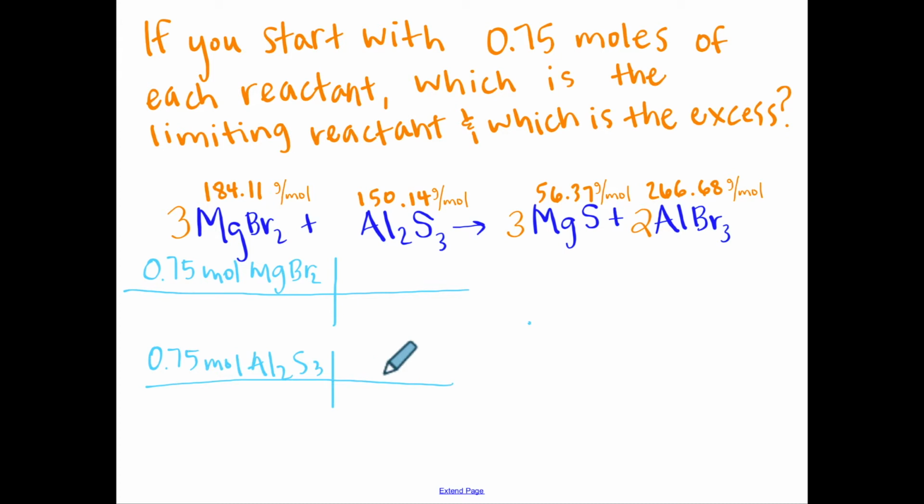All right, and what we want to do is pick a product. I'm just going to pick this first one. We are going to convert each of these givens to moles of this product. So we're already at moles of magnesium bromide. We want to get to moles of magnesium sulfide.